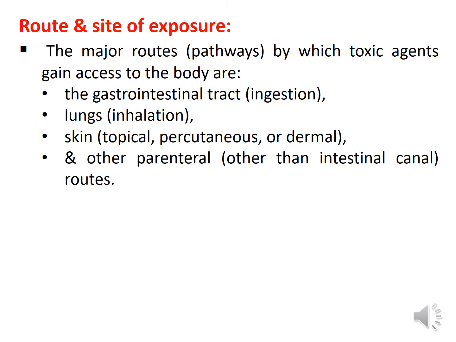Routes and sites of exposure. The major routes or pathways by which toxic agents gain access to the body are the gastrointestinal tract through ingestion, lungs through inhalation, skin, referred to as topical, percutaneous or dermal, and other parenteral routes, meaning routes other than the intestinal canal.